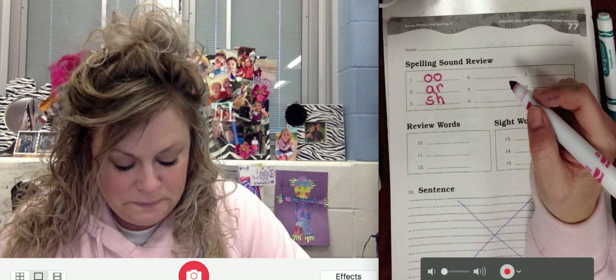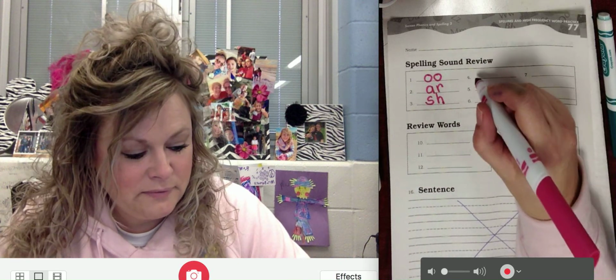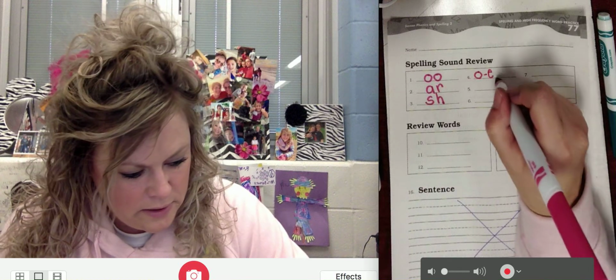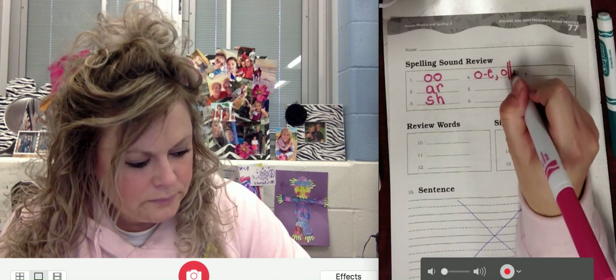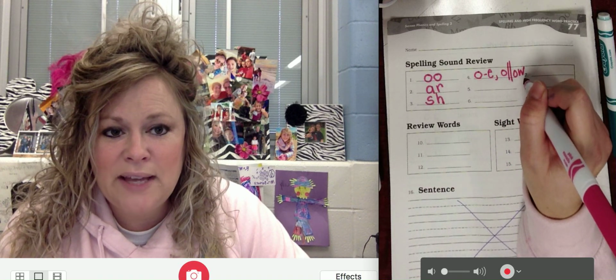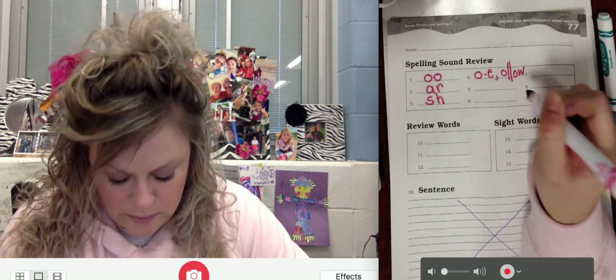Number 4, O. Repeat. Go ahead, write it. There's a couple of choices here. O consonant E, comma O in the final position. O like snow and bow.